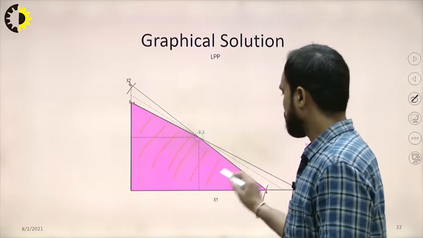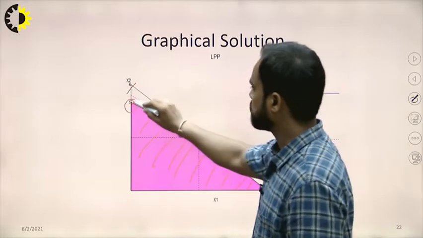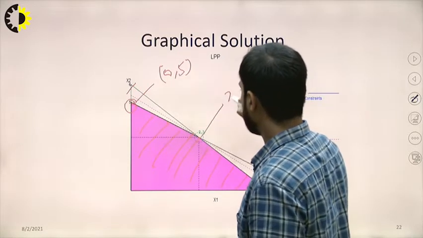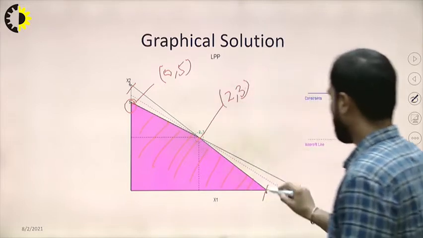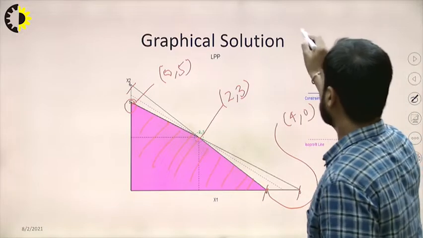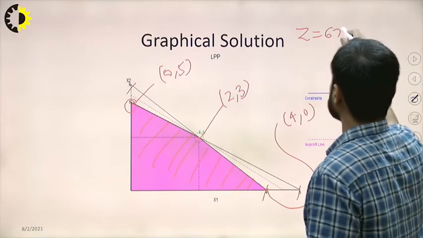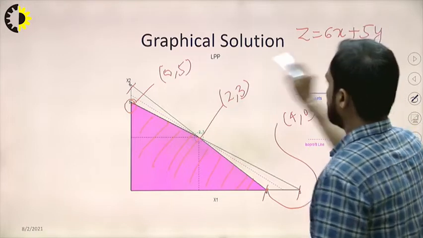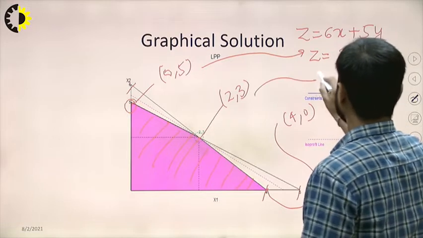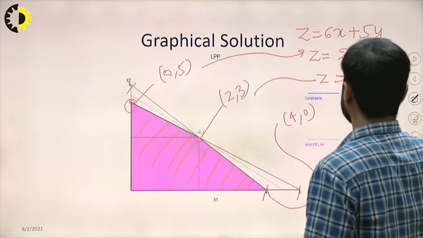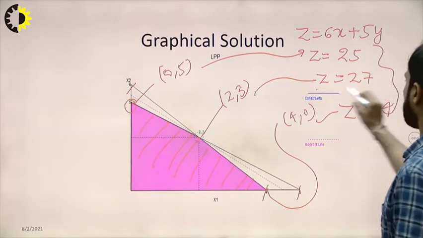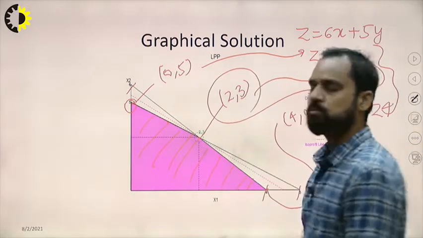So in this feasible region there are 3 corner points. One corner point is 0, 5, and that is the intersection of both the lines, and we have obtained the coordinate 2, 3, and the third coordinate is 4, 0. If we put all these 3 corner points into the equation 6x plus 5y, at this point the value of z is 25, at this point the value of z is equal to 27, at this point the z value is 24, and the maximum of these 3 values is 27. So this point is the optimum value, right?